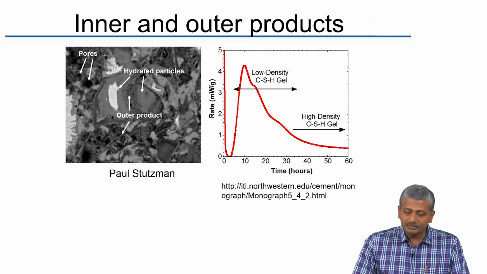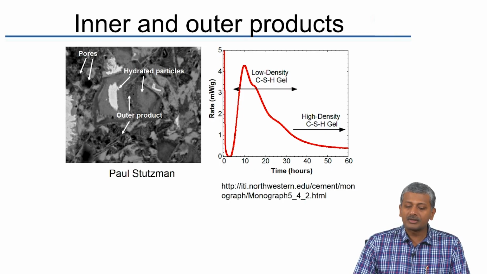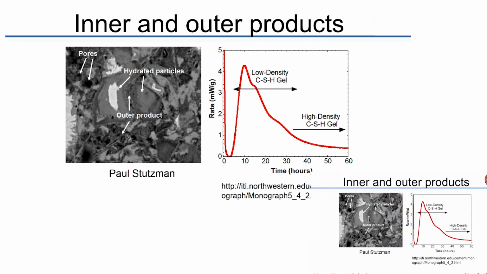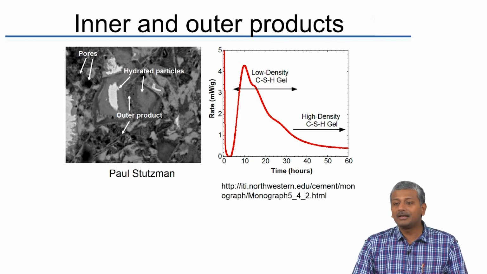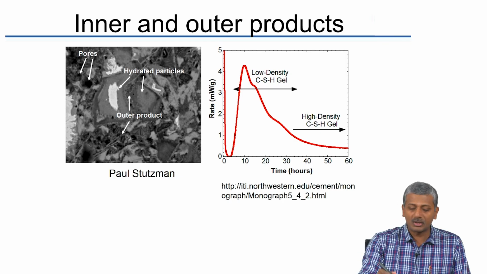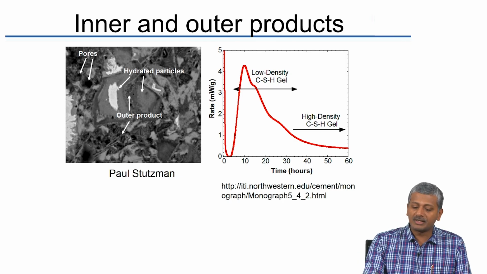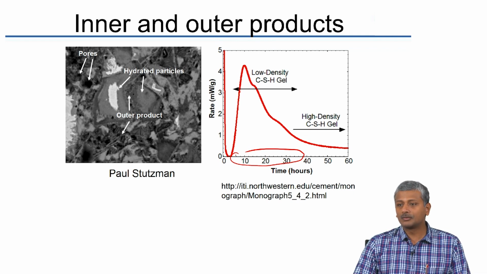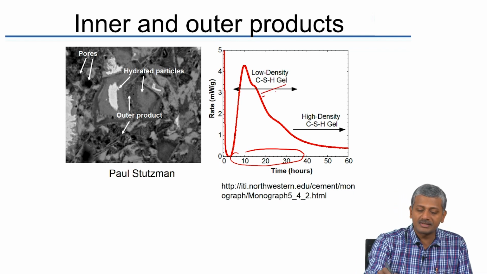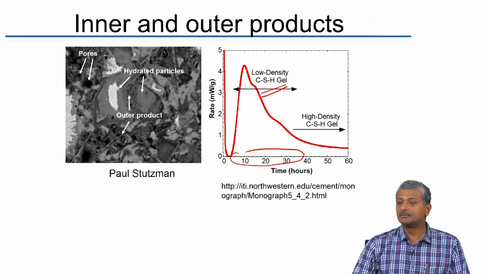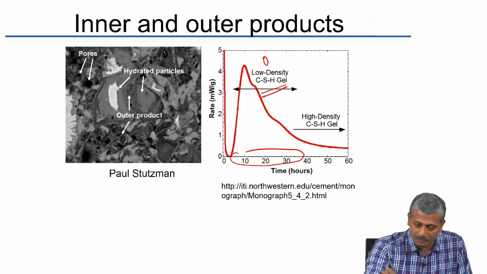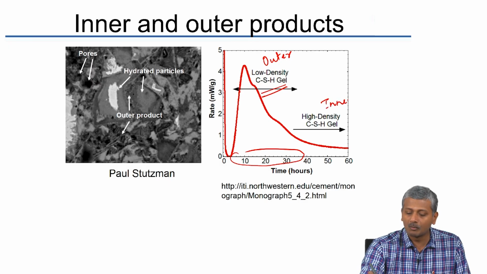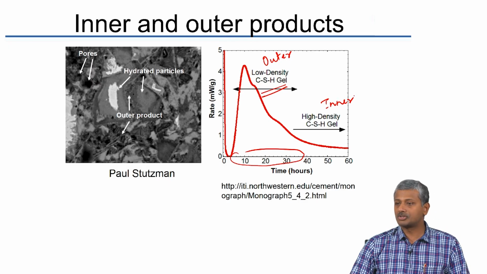Another picture of the inner and outer products. Again, here what is being shown is how the formation of this inner and outer CSH is related to the heat evolution pattern. On the right you have a heat evolution pattern, and what it tells you is that for the first 30 to 40 hours or so, all you are forming is the low density CSH, or which one? Outer CSH. And then in the long term you are forming more and more of the inner CSH.